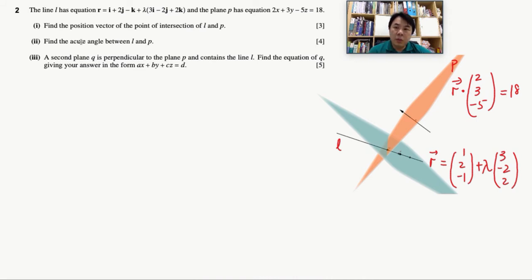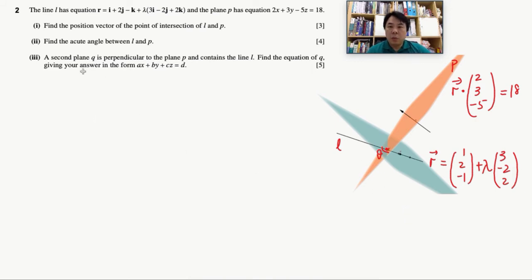So the first question, just read through the first question. Find the position vector of the point of intersection between L and P. That will be somewhere here. This is where they intersect. And then let's read on before we answer the rest. Find the acute angle between L and P. So this is P, this is L. The acute angle between L and P will be represented by this angle here, theta. We will work with that shortly.